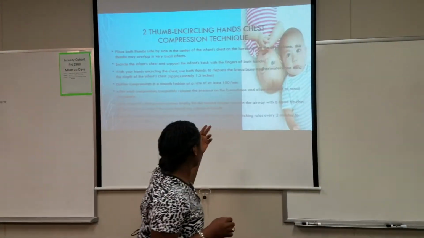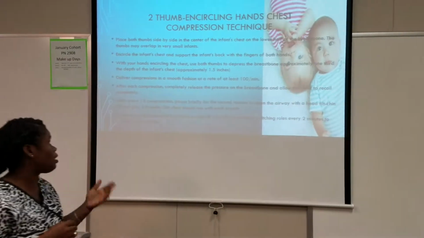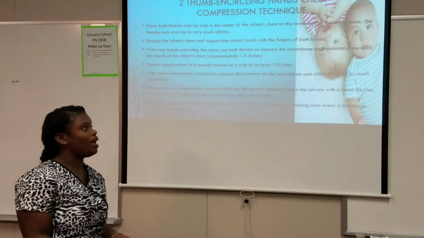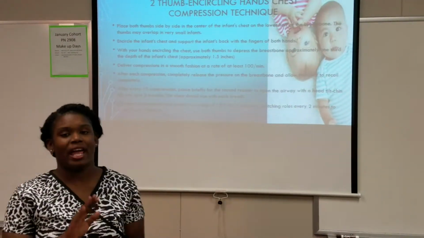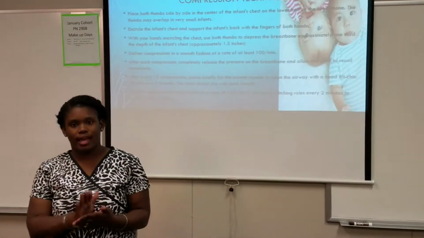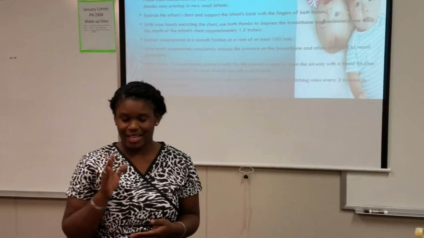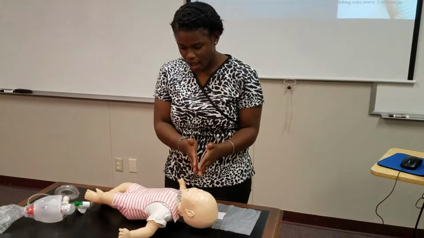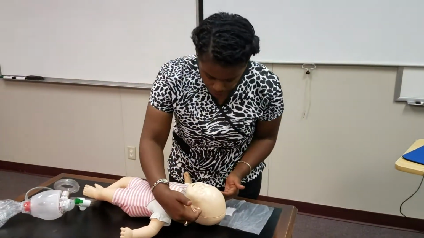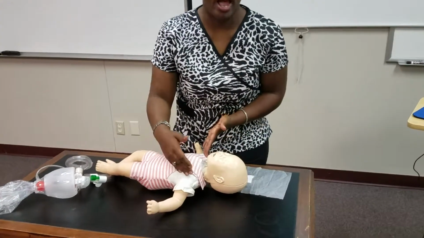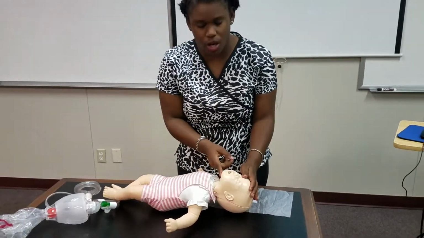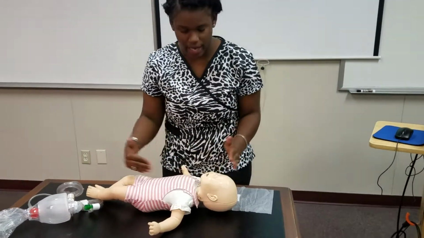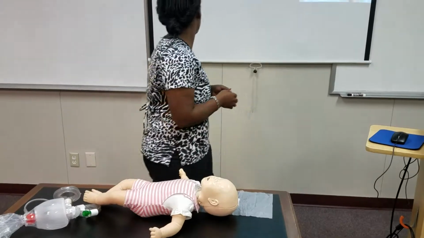After each compression, completely release the pressure on the breastbone and allow the chest to recoil. After 15 compressions, pause briefly for the second rescuer to open the airway. It says head tilt, chin lift, but in infants, you do not do the head tilt, chin lift. Why? Because with an infant, it is possible that you can cut off their airway. What you want to do for an infant is maintain a neutral position between the external parts of the ear and the shoulder line. Because if you tip the head back too much, you're cutting off their airway. Whereas with us, you will open up our airway. So you want to keep their body as neutral and aligned as possible.